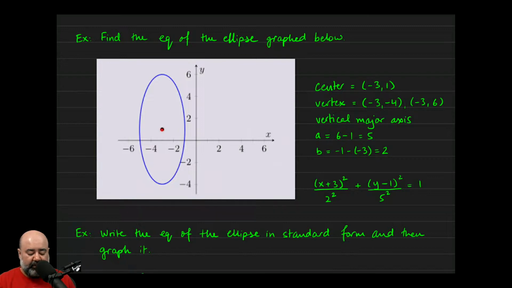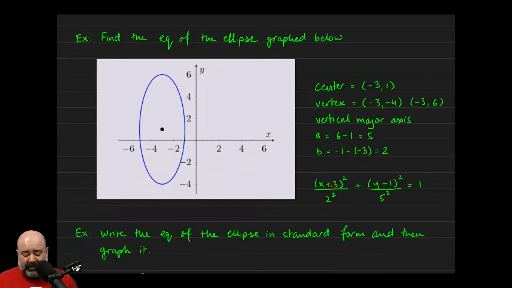a will therefore be the distance between the center and one of the vertices. So 6 minus 1 is going to give us 5. So that's what a is. b is the distance in the other direction. So this portion is 2, so b turns out to be 2. Now, if we know what a and b are, and we know what our center is, from that we can write down the equation of our ellipse.